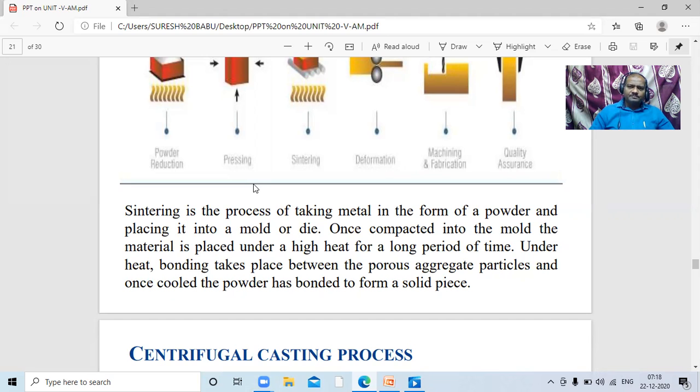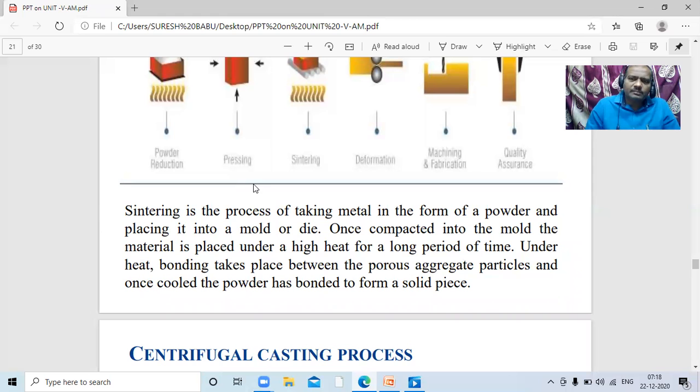After that, in this process, as the powders are very compacted, porous regions or any gaps or faults in the material can be removed. And once it is cooled, the powder has formed a solid piece. Thereby the solid piece is useful for specific applications.